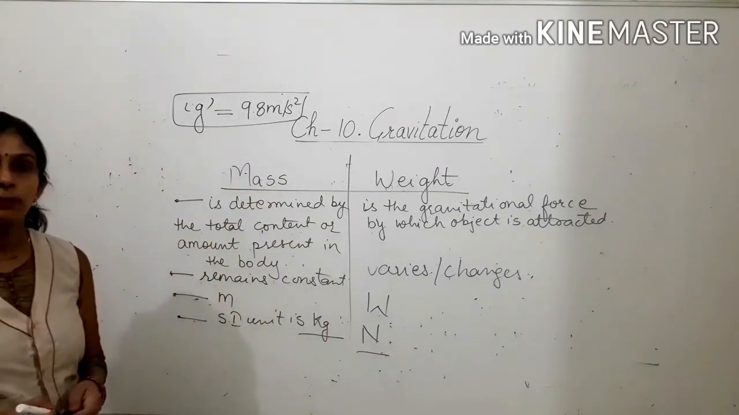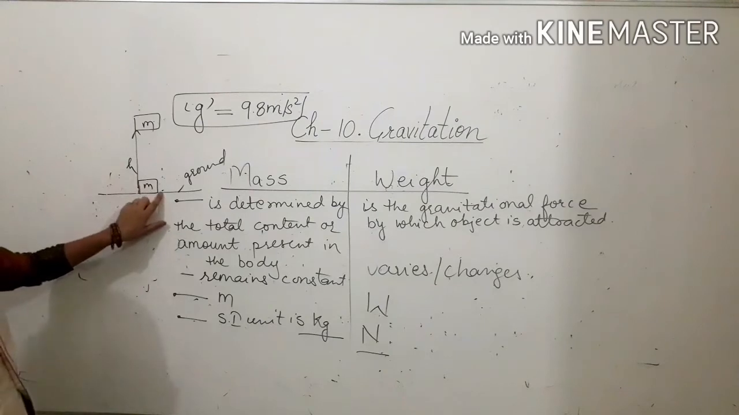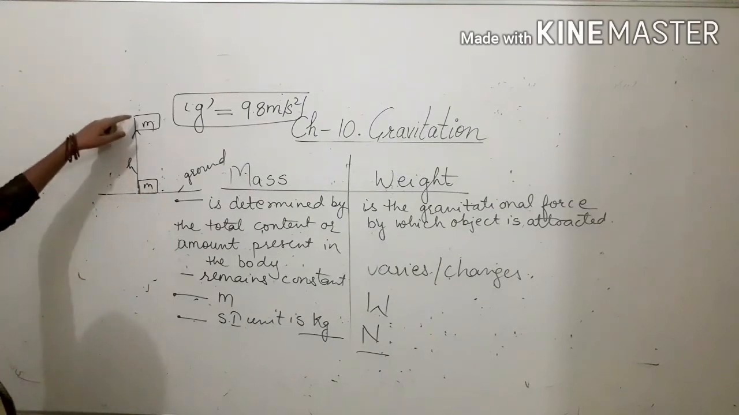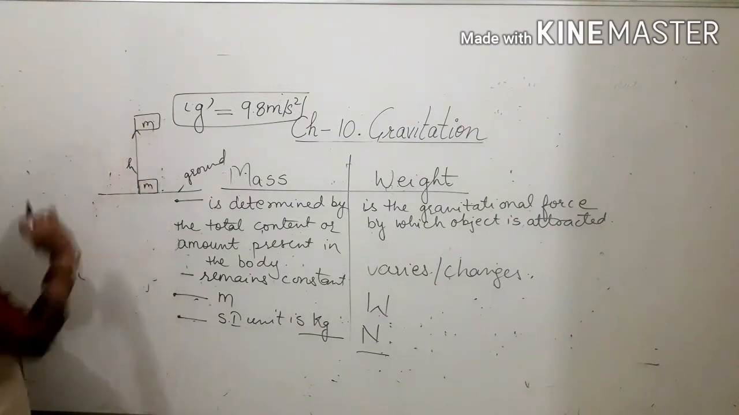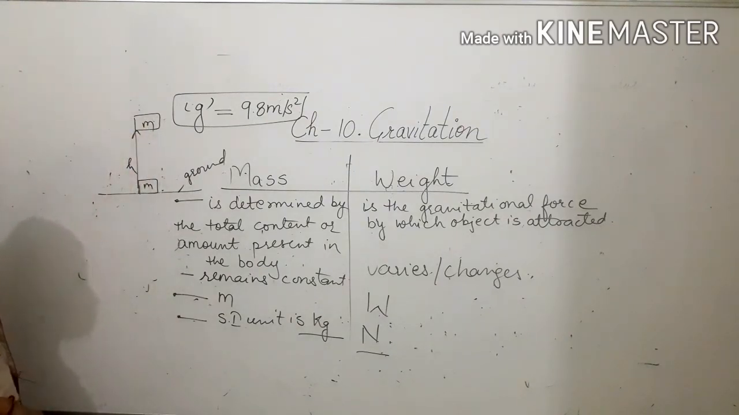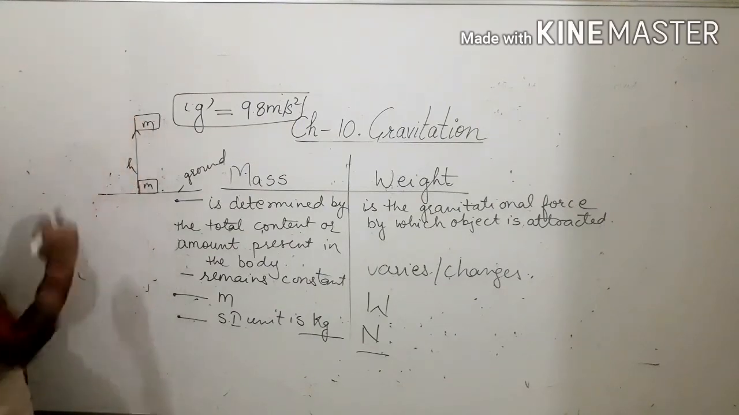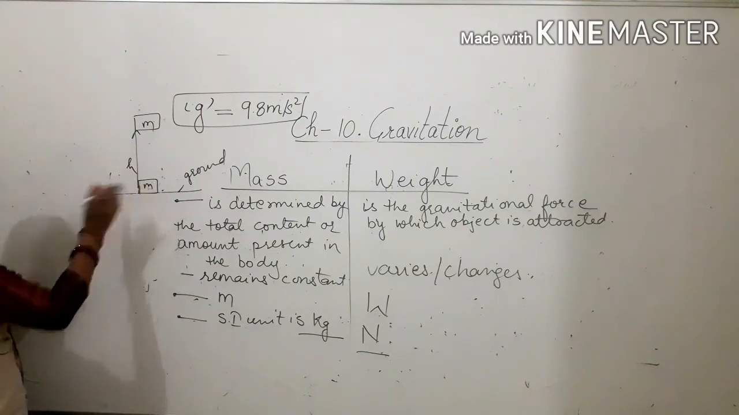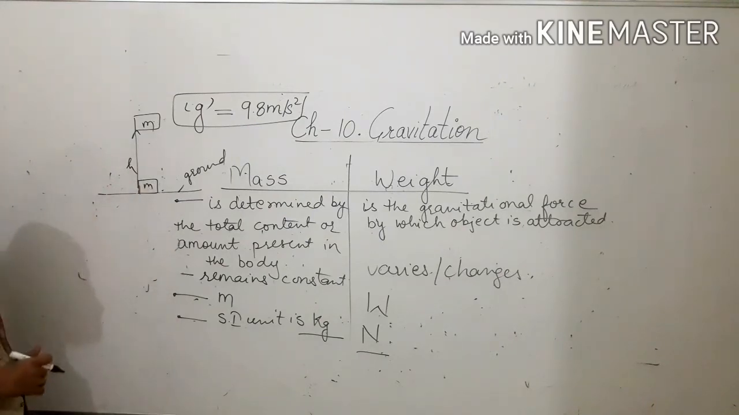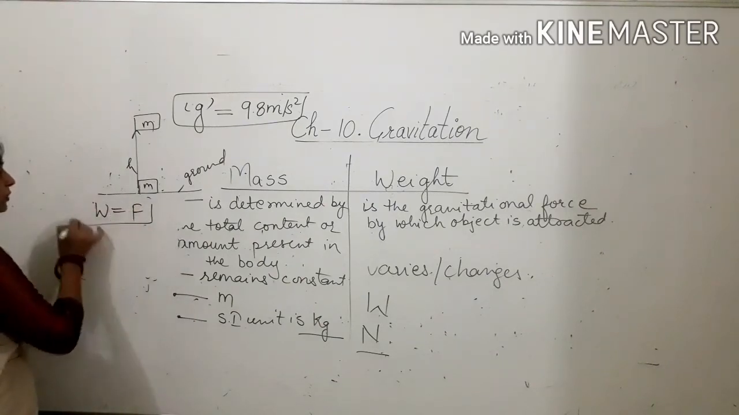Now, next topic. Let us consider that there is an object having mass m, which is kept on the ground. Now it is raised to a certain height h. When you raise this object to a certain height h, then you need to apply force on it so that it can be raised. How much force do you apply on it? Equal to its weight. So, weight is equal to force.